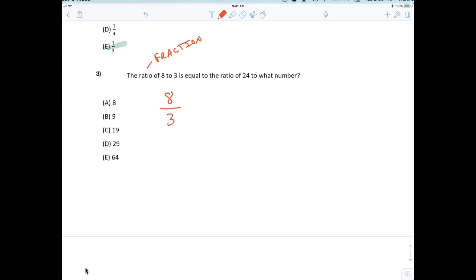So 8 over 3 is equal to 24 over... that's exactly right, because the 24 is first. Does that make sense now? Yeah. Everybody should have that. And I feel like we've done that a lot.